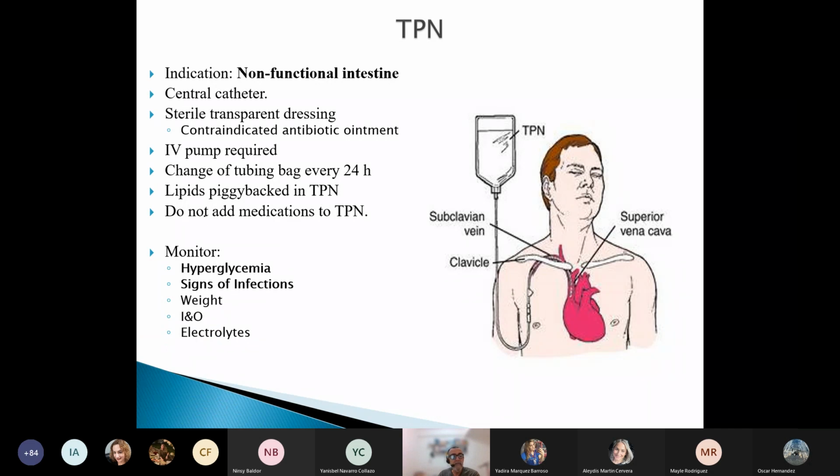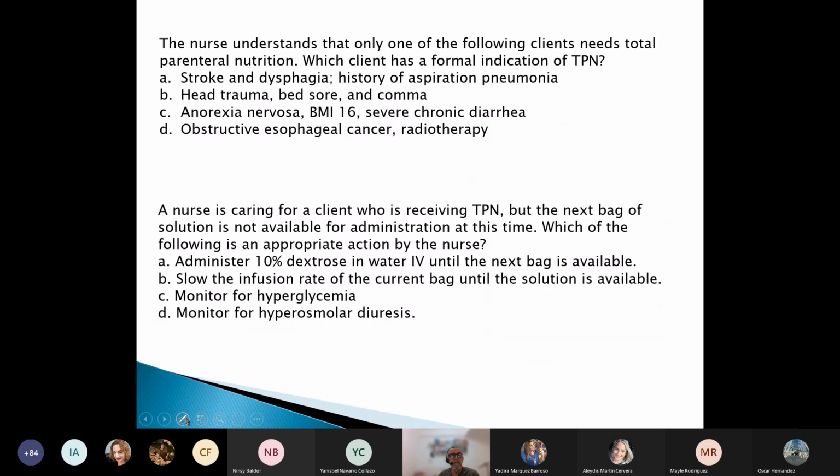So that is what you need to monitor in a patient with TPN. And here you have the most important, okay? So those are the most significant aspects.